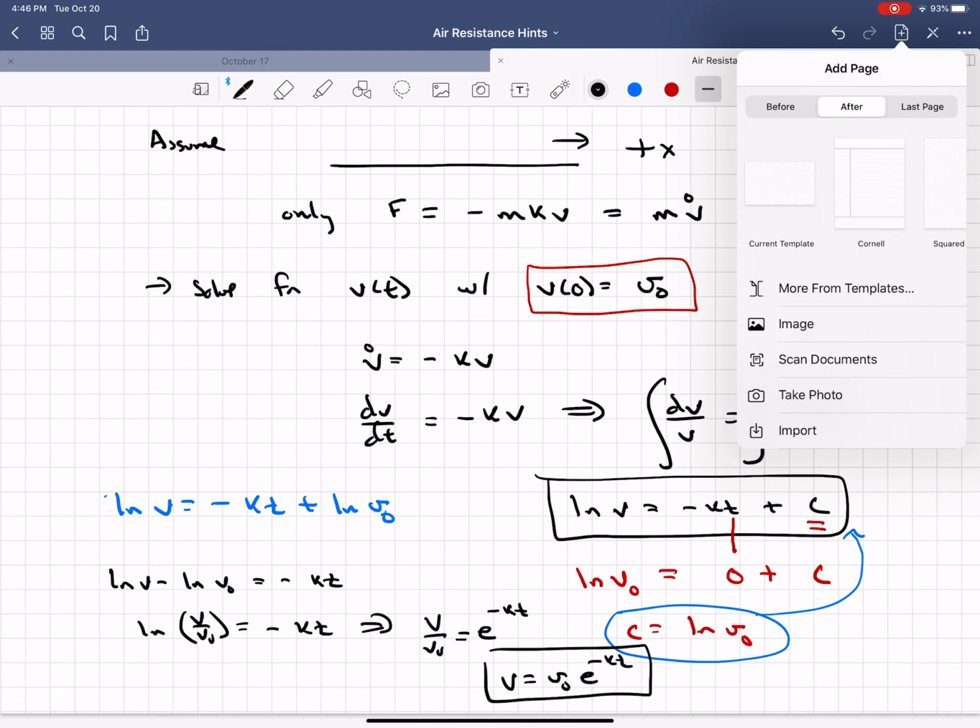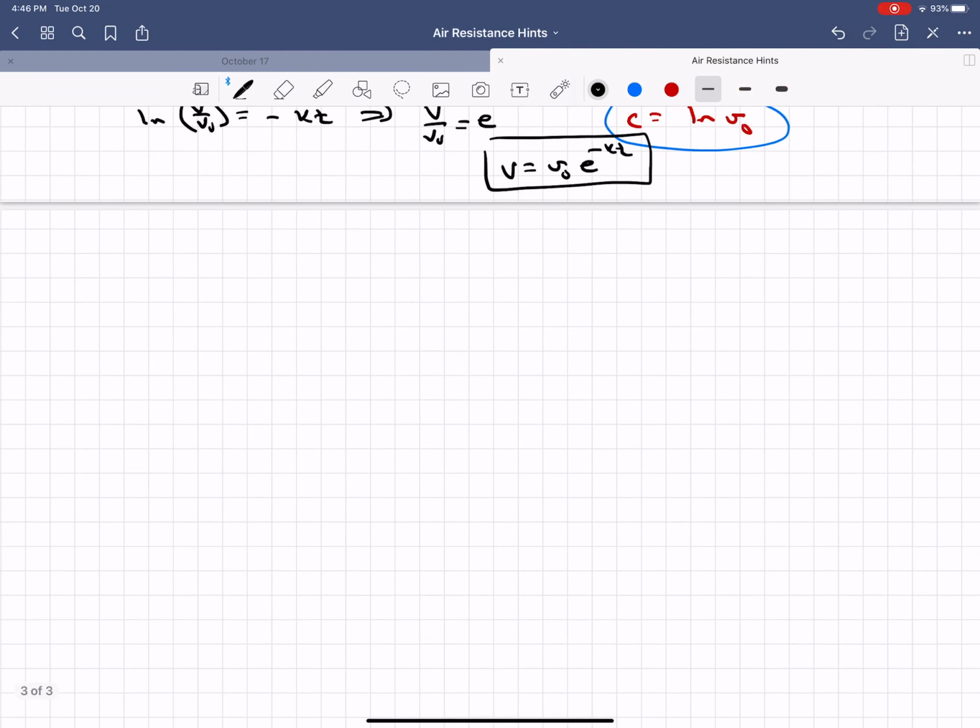Let's suppose I have the same problem, but now I want to find v as a function of x.